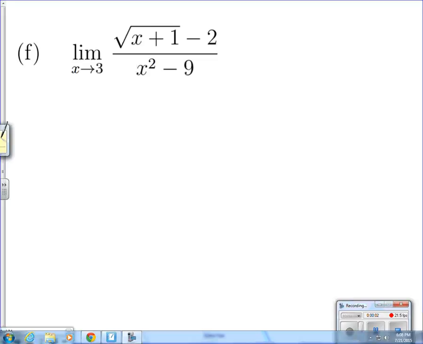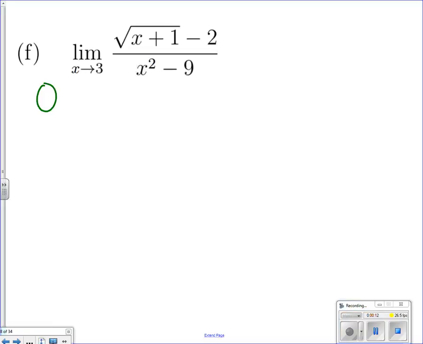So here we are at problem number 3F from the limits worksheet. Now we're asked to find the limit as x approaches 3 of this particular function. And if you went ahead and tried direct evaluation, what you should have ended up with is that 0 over 0 indeterminate form. And unfortunately, that's not going to quite work here.